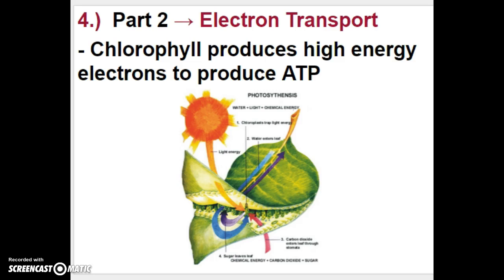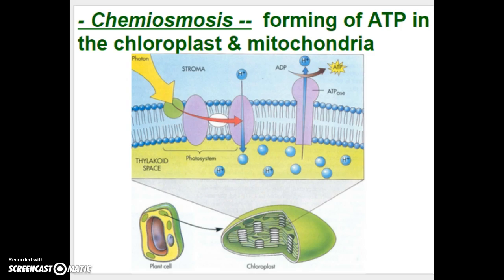Now, part 2 of the light reactions is the electron transport chain. Chlorophyll, when it's struck by sunlight, will produce very high energy electrons, and the traveling of those electrons will produce adenosine triphosphate, or ATP. And we do this by a process called chemiosmosis. So this is how we form ATP in both the chloroplast for plants and the mitochondria for animal cells.